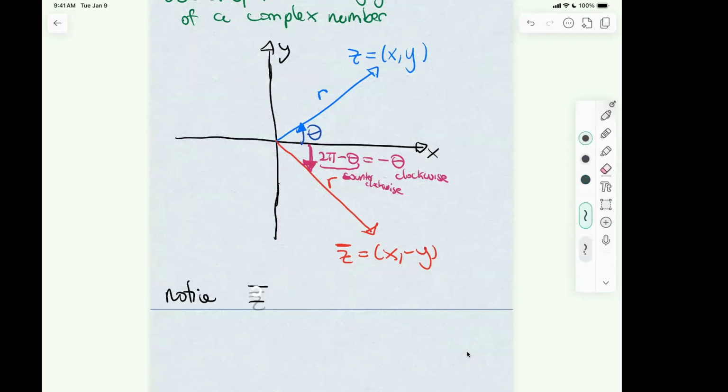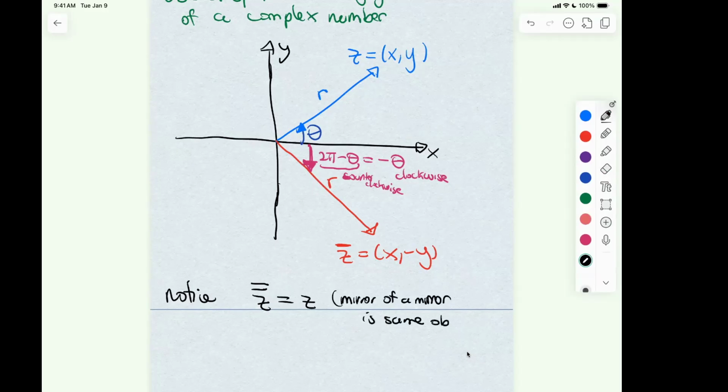The mirror of the mirror is yourself. You're the mirror image of your mirror image. That's one way to think about it. So the mirror of the mirror is the same thing. It's the same object. Is that okay? And then the other thing that's useful, the reason why the conjugate is useful, is because it has a nice property when you multiply a number times its conjugate. So what is a number times its conjugate?